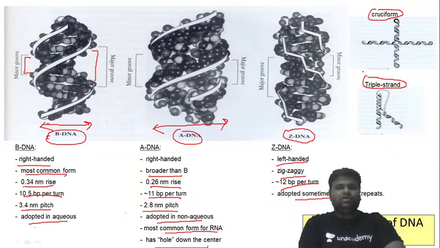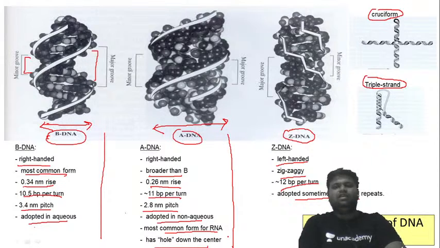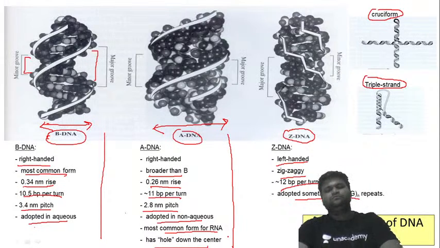So this is an important concept, and each year several questions come from this topic, and you need to be well versed in this topic. This is the A-DNA, this is the B-DNA, and this is the Z-DNA. So this is the structure of the DNA and the RNA.